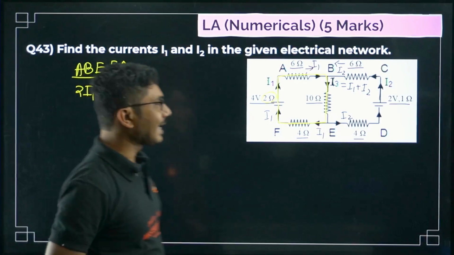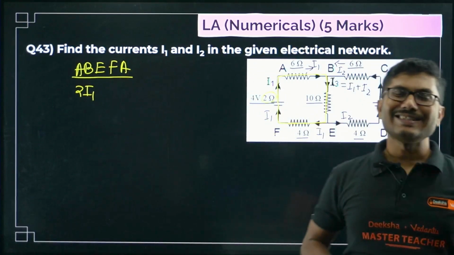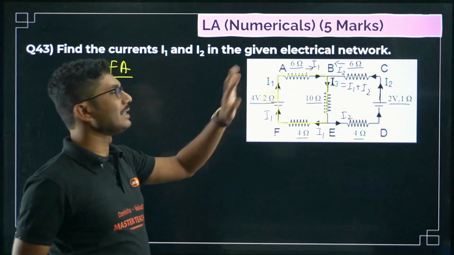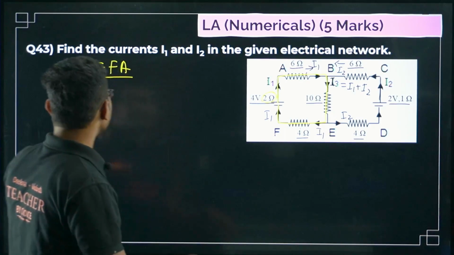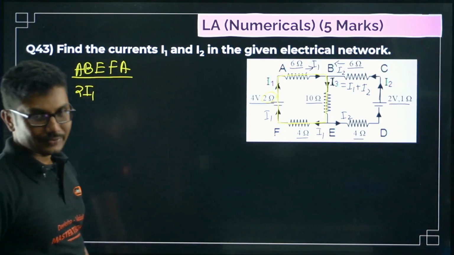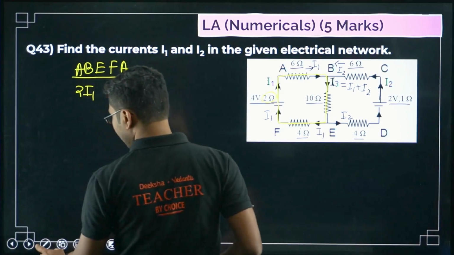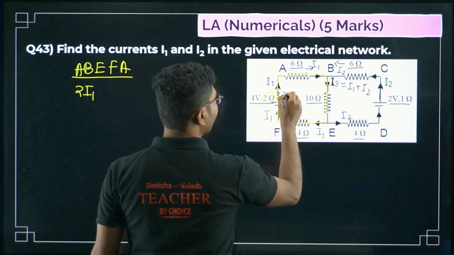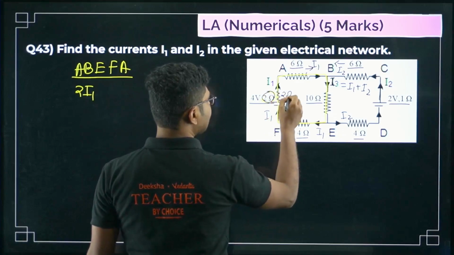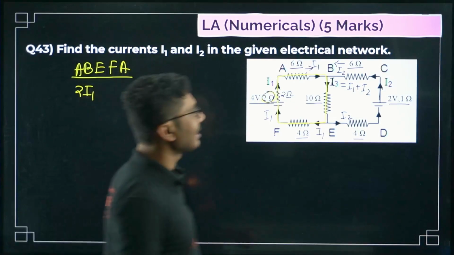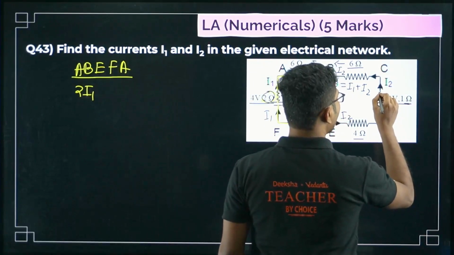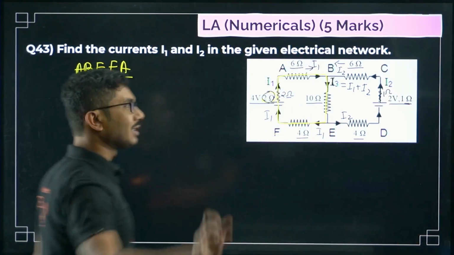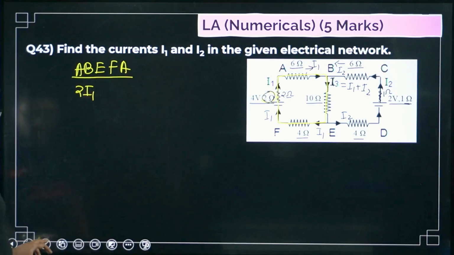Internal resistance can be considered to be a resistance in series with the battery, right? In series with the battery means whatever current is passing through the battery, the same current should pass through the internal resistance as well. So you can simply imagine that the 2 ohm is connected over here. Similarly, the 1 ohm is connected over here. Don't get confused with any other methods. This is the easiest method.